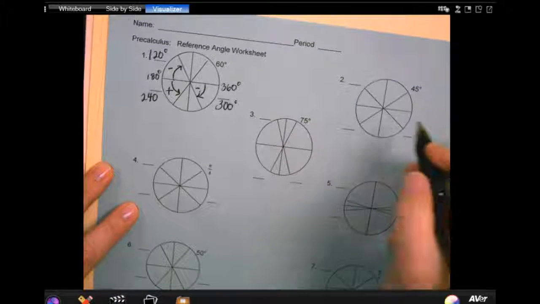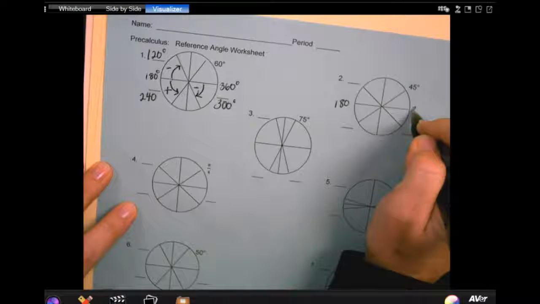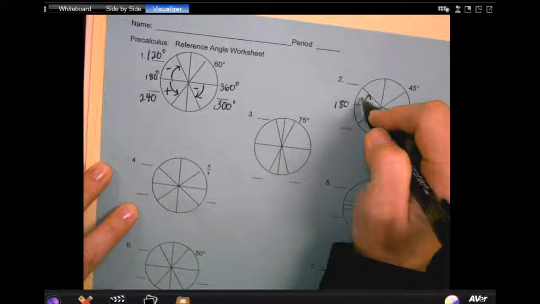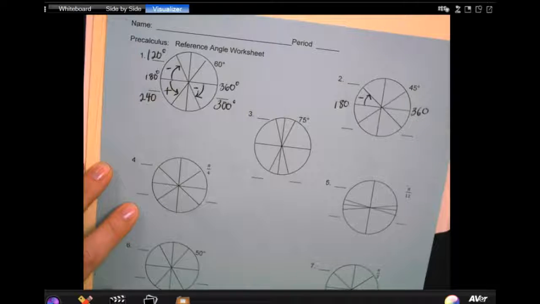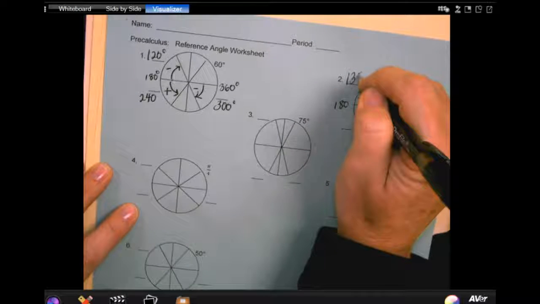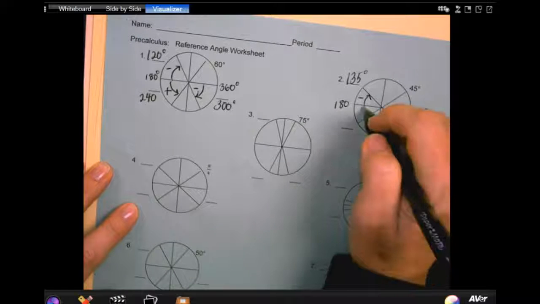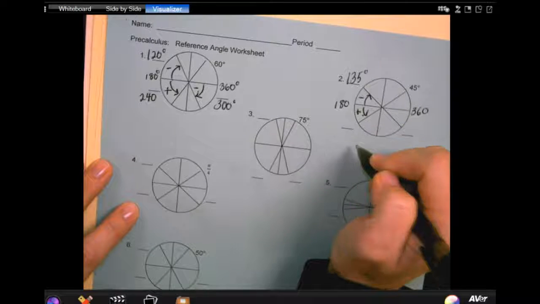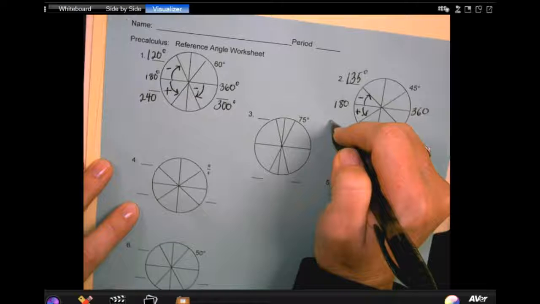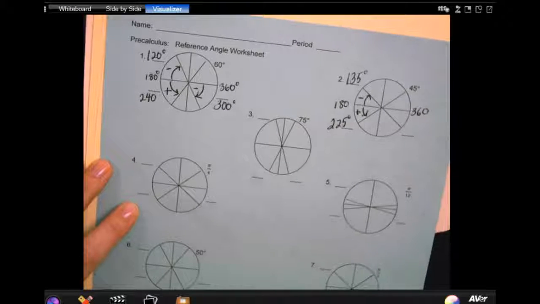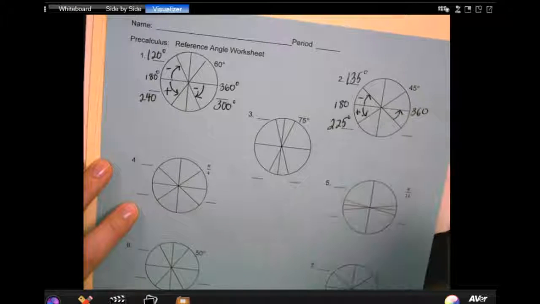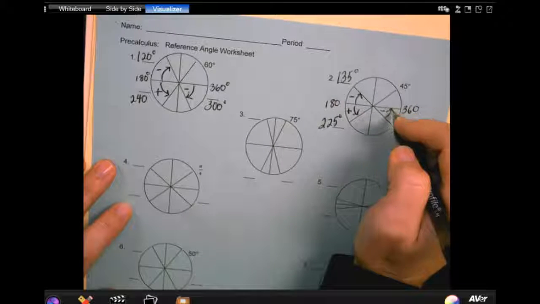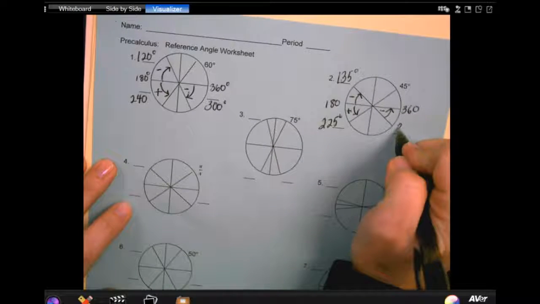So if you do the 45, it's the same thing. This is 180 and this is 360. So to get to this one, you subtract 45. So it'd be 180 minus 45 would give me 135. This way, I'm going to add. 180 plus 45 gives me 225, yes? Am I adding right? Yes. And this one, I'm going to subtract. So 360 minus 45 gives me 335, I think.